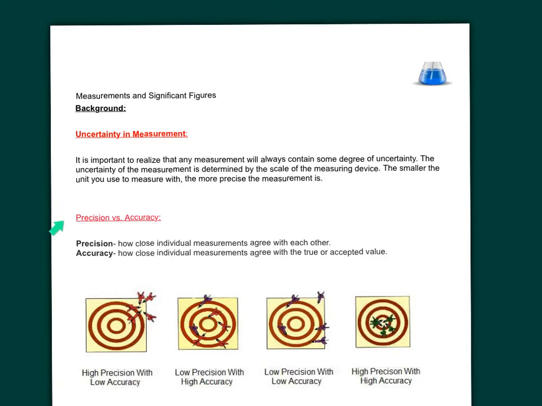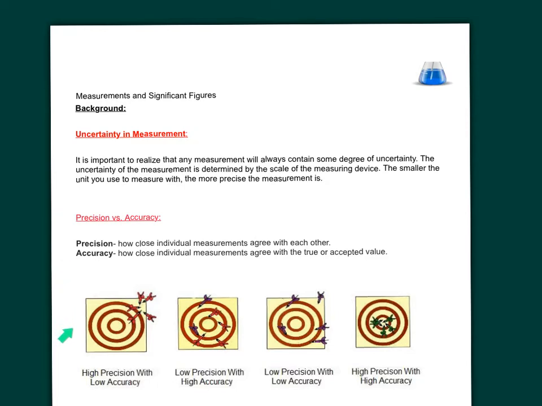So we talk about precision and accuracy. Precision is how close individual measurements agree with each other, or it's sometimes called repeatability. Can you get the same measurement again and again? And accuracy is how close an individual measurement is to the true or accepted value.